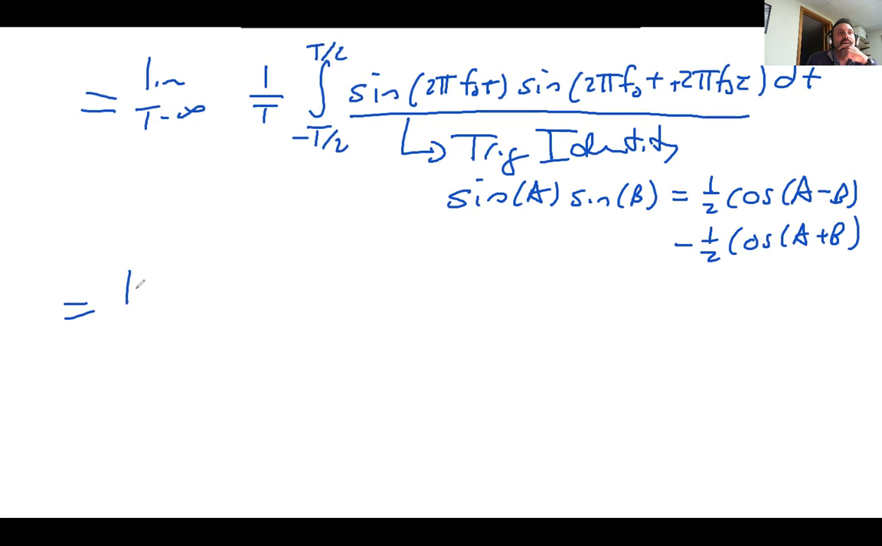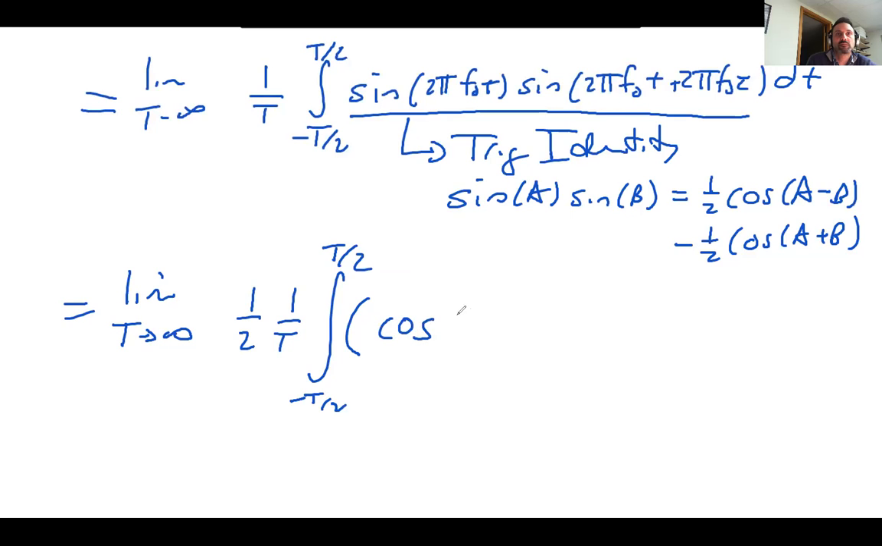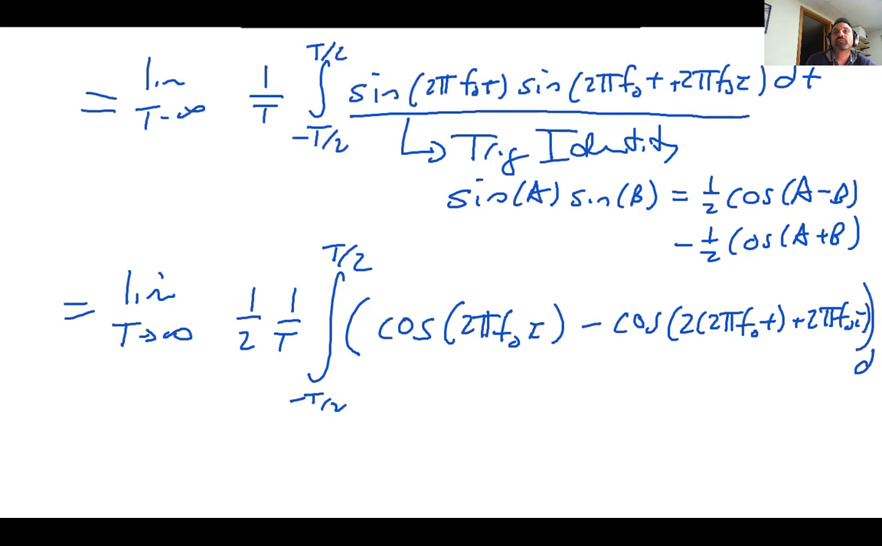So if we apply the definition, what do we get? I'm going to shorten this a tiny bit. First of all, we take the half out, and we have 1 over T and the limits of integration. Brackets. We're going to have cos(2 pi f naught tau), and we're going to have cos(2 pi f naught t plus 2 pi f naught tau), and then integrate with respect to t.